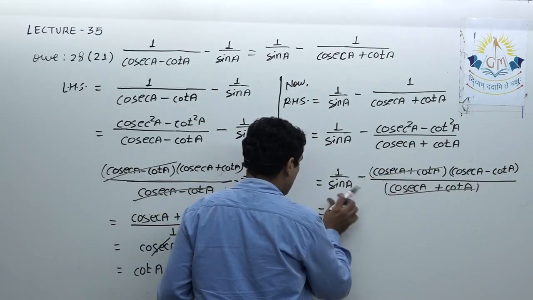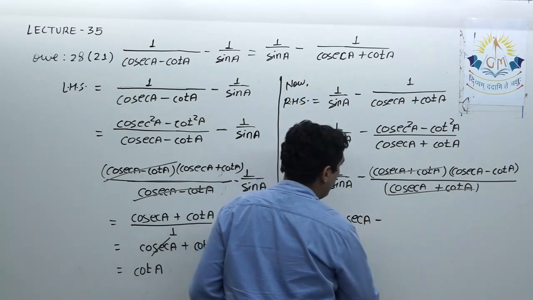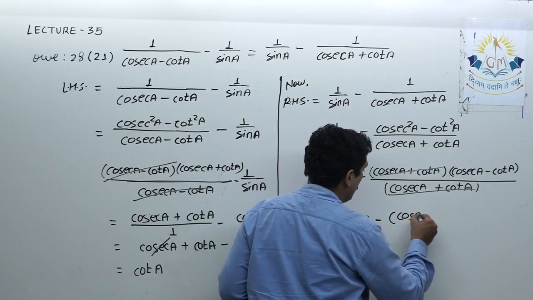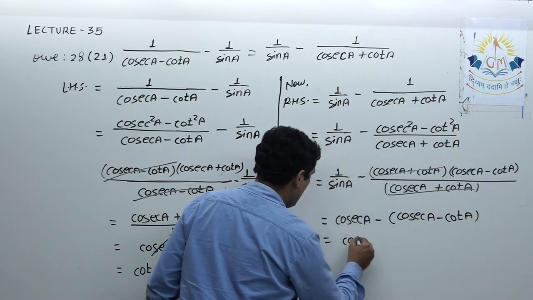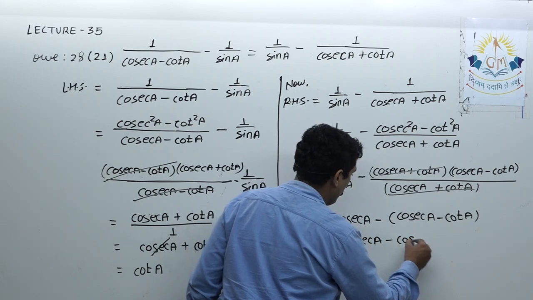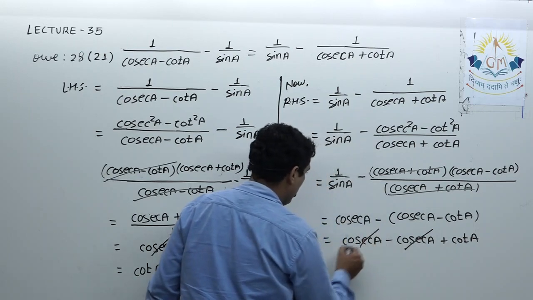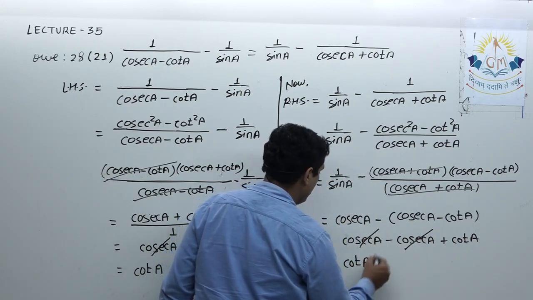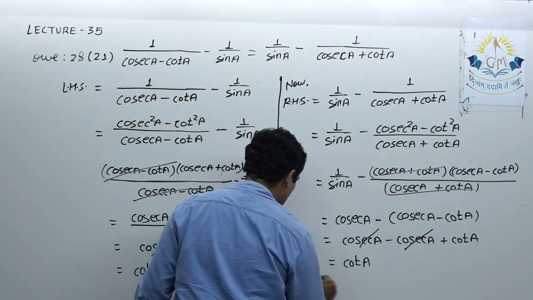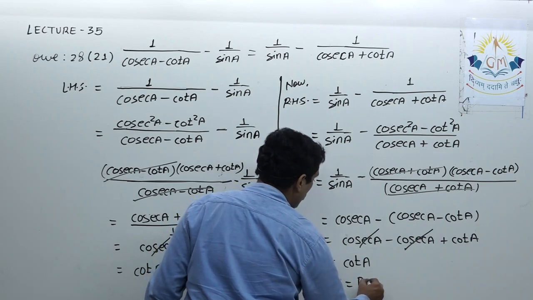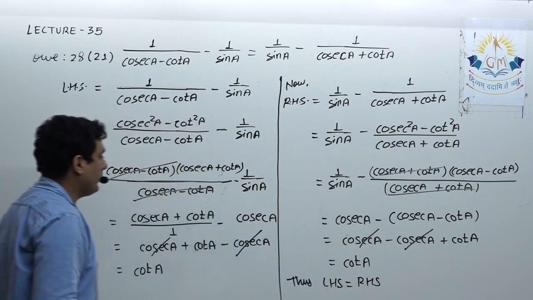So what I am left with, see, this is 1 upon sine A, that I can write as cosec A minus, over here I do get cosec A minus cot A. Okay, so cosec A minus cosec A plus cot A. This minus cosec A plus cosec A cancel, so ultimately on solving the right hand side I also get cot A. So here I can write thus, LHS is equal to RHS. Left hand side and right hand side are equal.